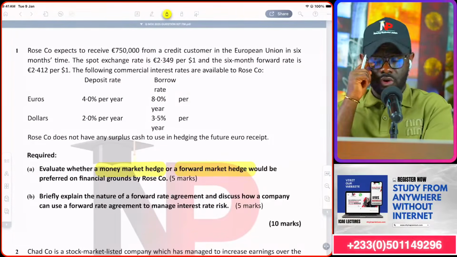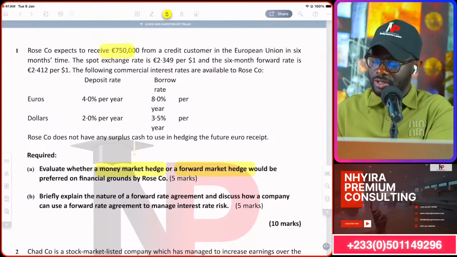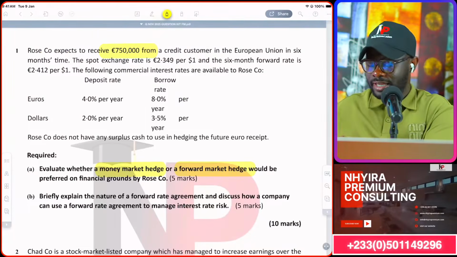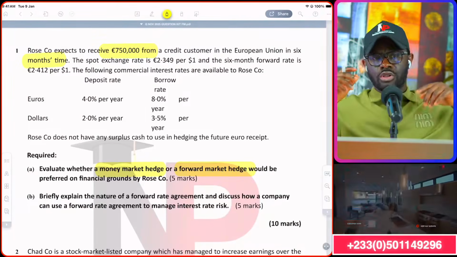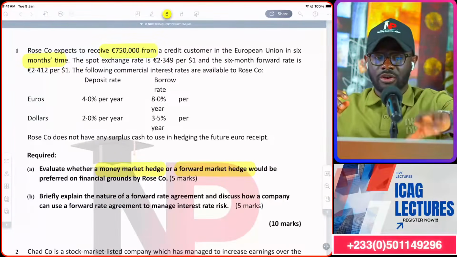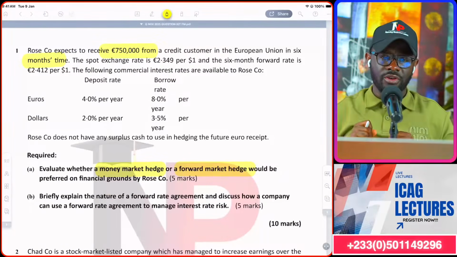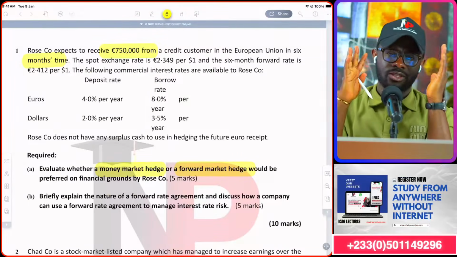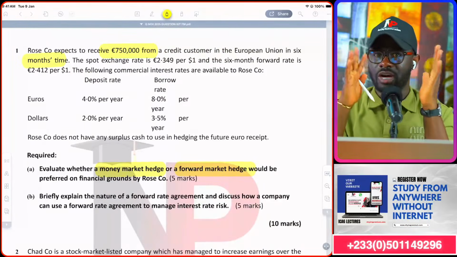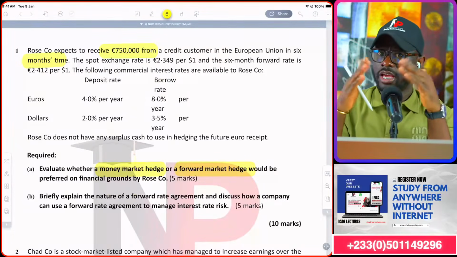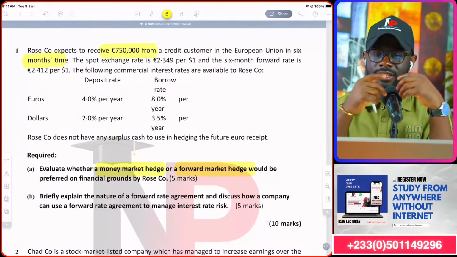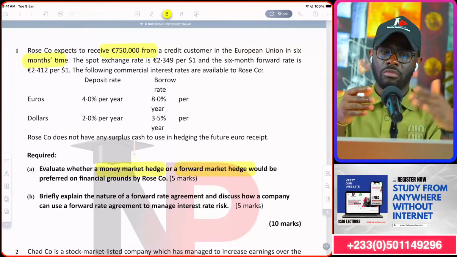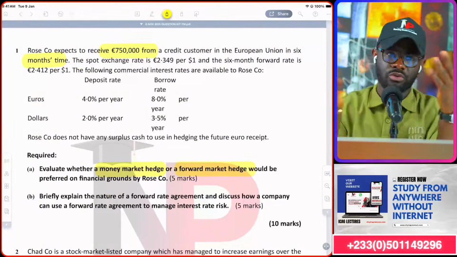It says, Rose Co. expects 750,000 euros from a creditor in Europe in 6 months' time. So, from a credit customer in the European Union, in 6 months' time. So, the company is due to receive some money. And so, they want to handle the exchange rate issue so they are not exposed. So this is foreign currency risk management. And so money market hedge or forward contract, which one should we go for?